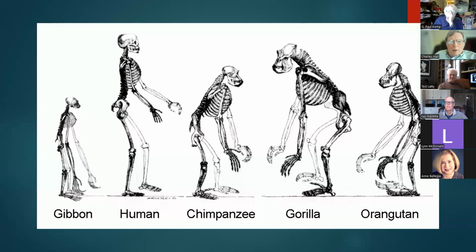Now, for example, a gibbon is very arboreal. That means he lives up in the trees. And you can see that he has very long arms for swinging from branch to branch. And he has an opposable thumb.